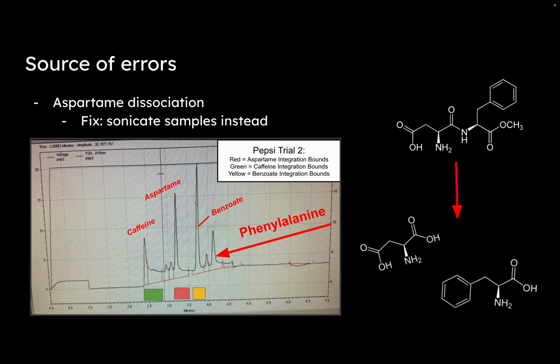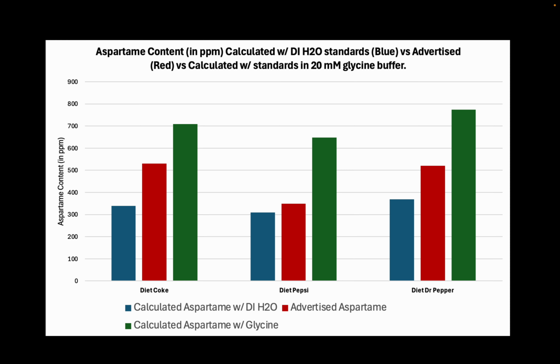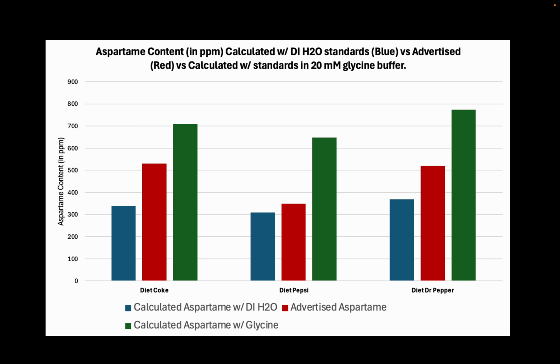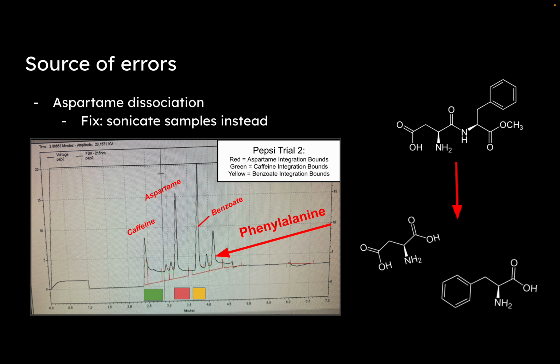And this is, in fact, a change I made. I wanted to sonicate originally, but again, someone told me that there wasn't a sonication tool, and I just had to degas it in air. So sonication would have helped here. And I think that's why, if we go back to aspartame, it was so wildly off because of that dissociation, maybe in the case of the DI standards.